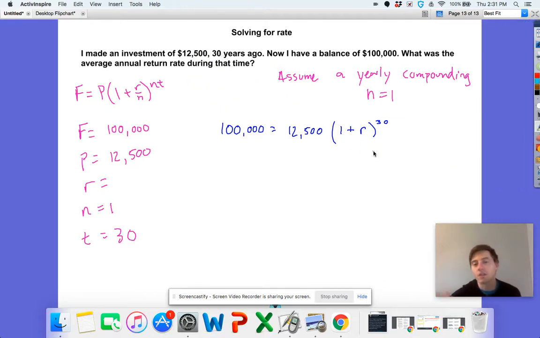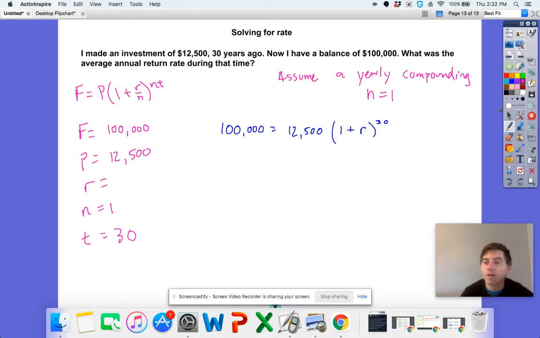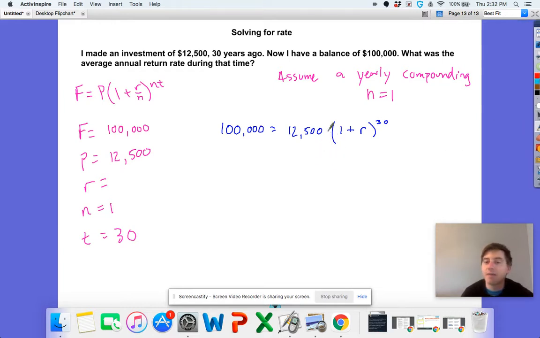This one takes the most amount of solving skill here, but it's certainly doable, and I'll show you what's going on. We just have to unwrap it one step at a time, and we're going to start away from r and work towards it. r is stuck inside these parentheses. We have to free it first by getting rid of all these other things. Just like the start of the other ones, since it's 12,500 times this, the inverse of multiplying is dividing. So I can divide that. How does that help us?